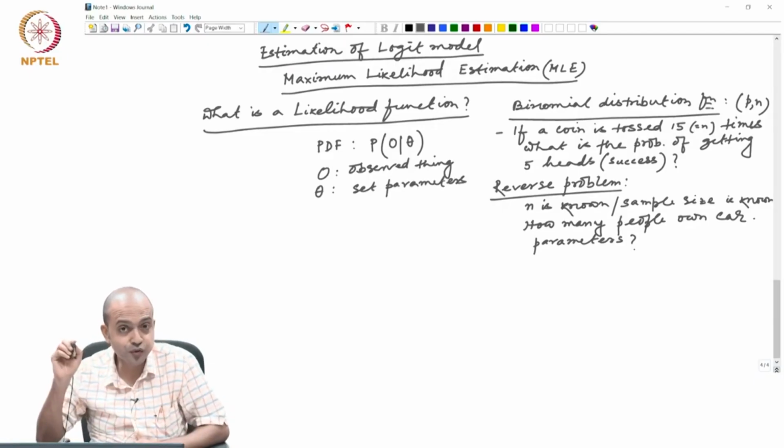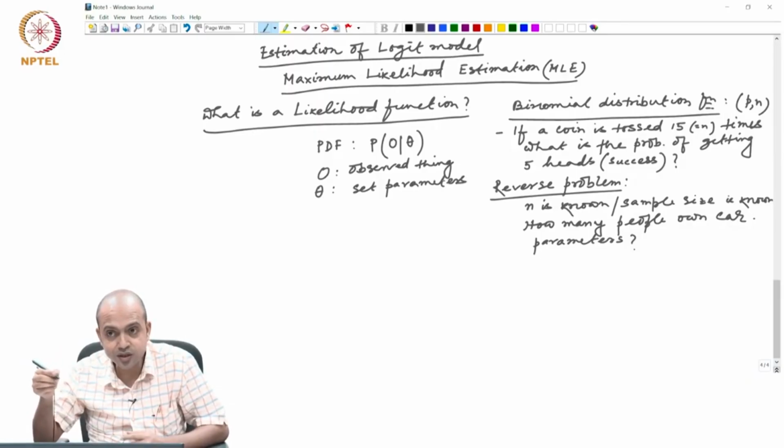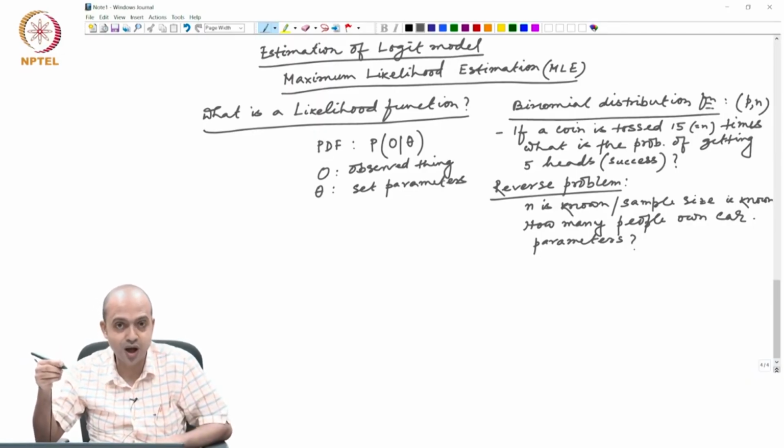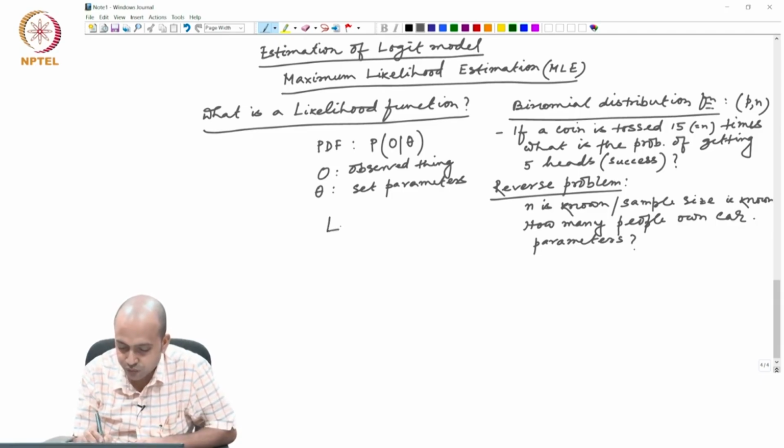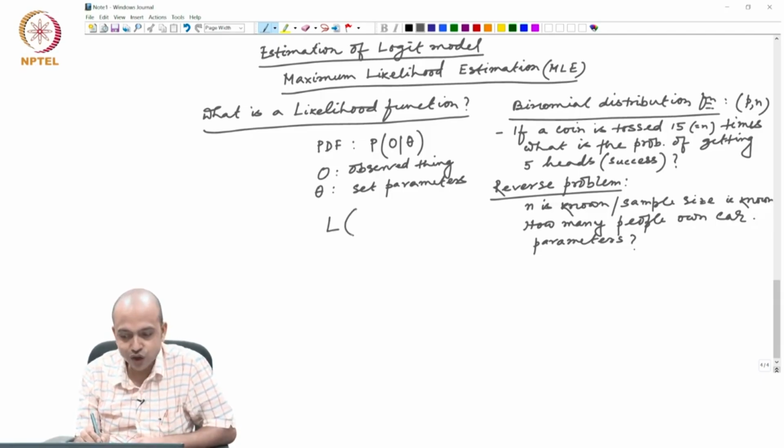In the binomial distribution function, this p, the parameter, is actually known. For a single toss it is half, that is known to you. So, given theta, the set of parameters, in a probability distribution function you are trying to find out the probability of O, that means the probability of 5 heads. But in a likelihood function, I already know O, that is known to me. What I try to find out is theta. So, this is unknown, that means the parameters are unknown. Here this is known.